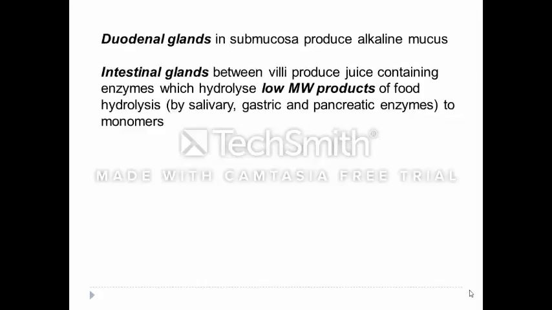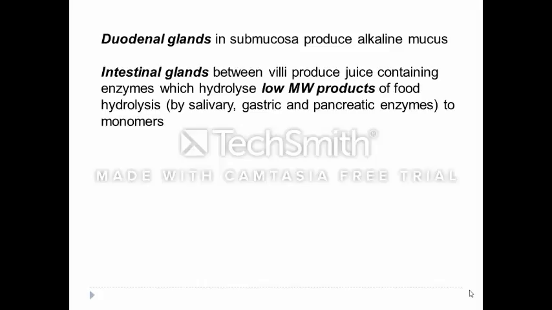The duodenal submucosa contains duodenal glands which produce an alkaline mucus that also helps to neutralize incoming acid. Between the villi are intestinal glands, and these produce a slightly alkaline watery juice which contains some protective mucus.